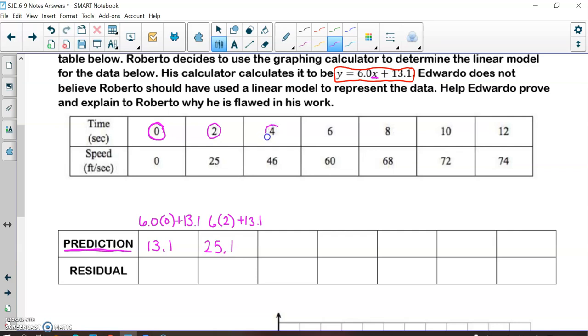Now we're going to do the same thing for 4. I'm not going to write it out: 6 times 4 plus 13.1 is 37.1. This is the predicted y value. Now we're going to do the same thing for 6. So 6 times 6 plus 13.1, I get 49.1. And so forth. I want you to finish off the table. We're going to do it for 8, for 10, and for 12.